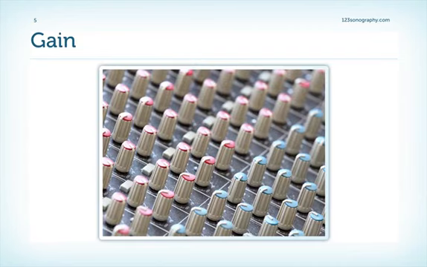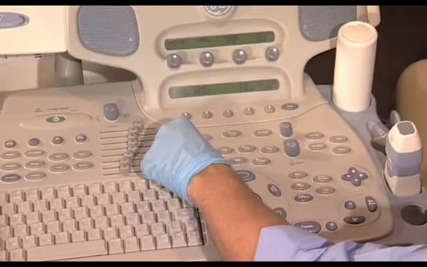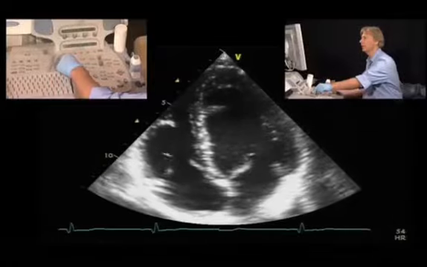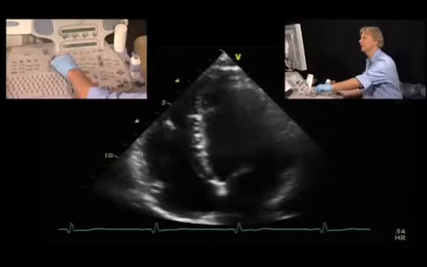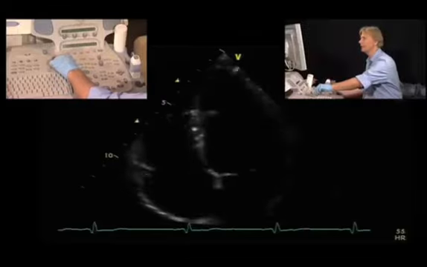Let's start with the gain. Probably the most important button in echocardiography on the machines is the gain button. It's similar to the volume button on your stereo. And it's this button here. And you can see what happens. If I turn this button, I will increase or decrease the intensity of the image. Now, how will you want to set it?